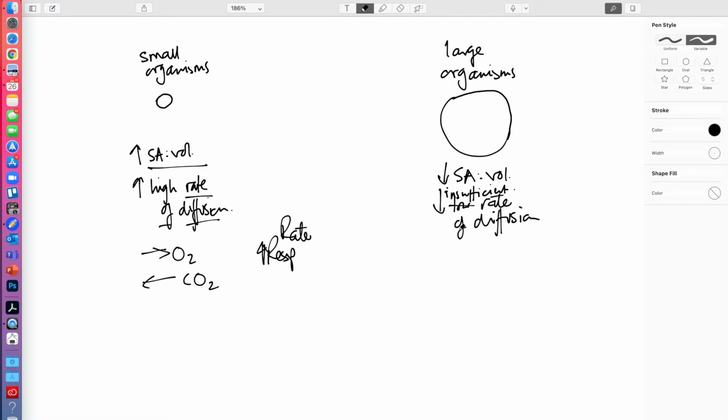So insufficient rate of diffusion, and therefore this organism doesn't get enough oxygen supplied to all the cells, and in fact it also doesn't remove enough CO2 away from cells. Okay, and that's where we left it. Let's move on now to see how these organisms actually deal with it.